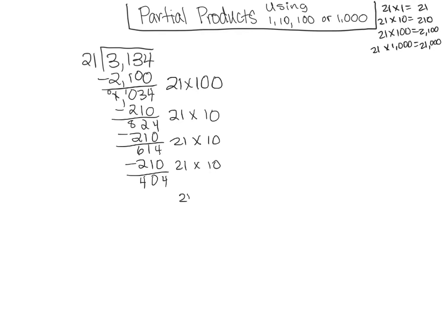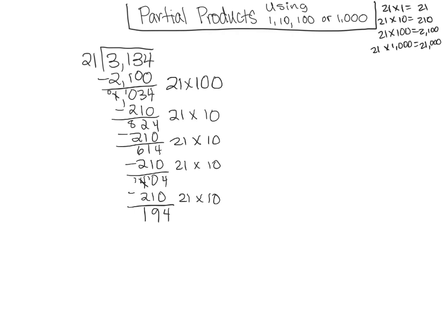And let's do this again. That's 210. 4 minus 0 is 4. I'll have to regroup. That's 10. 10 minus 1 is 9. And 3 minus 2 is 1. Now I can't do 21 times 10 again because that would be going over.